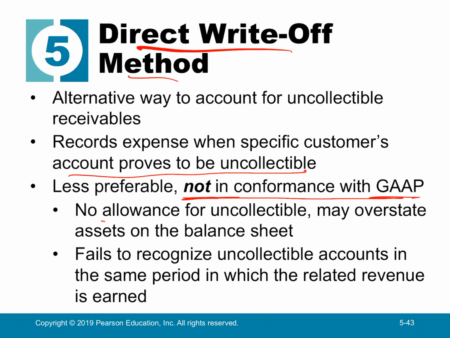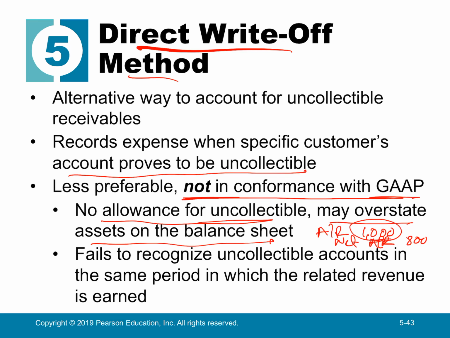Why? Because then you have no allowance for uncollectibles, and you may be overstating the assets that you have on the balance sheet. You might be showing accounts receivable of 1,000, but the reality is, 200 of them might never pay, so your net accounts receivable should really be 800, right? So as an outsider, you might not be showing it accurately. If you're showing 1,000, you should be showing 800. So this direct write-off method is not allowed.